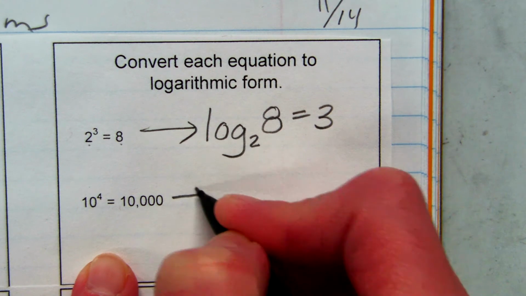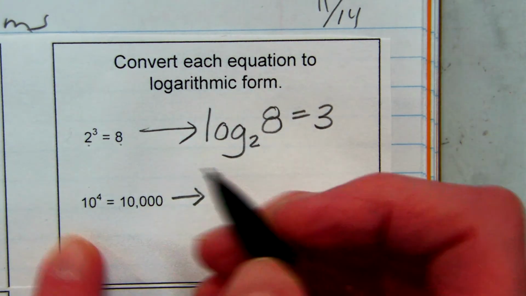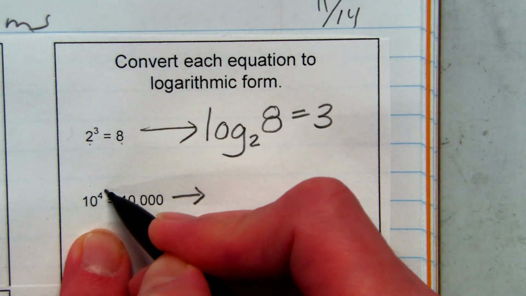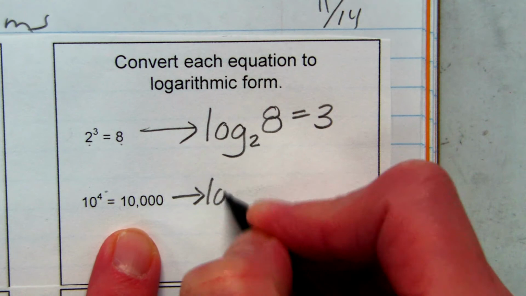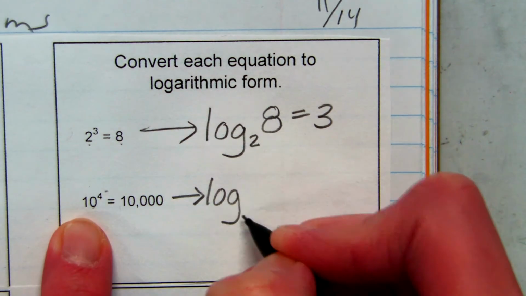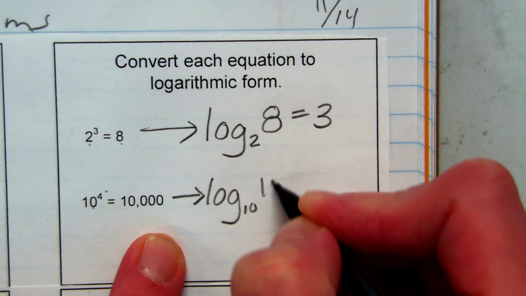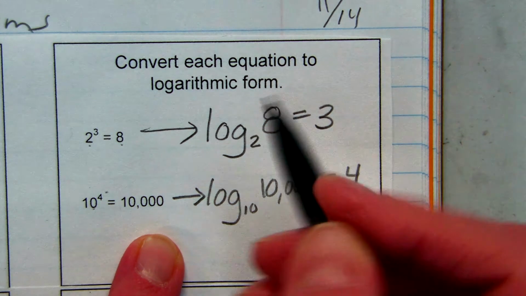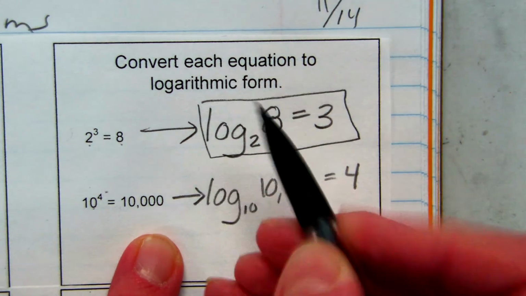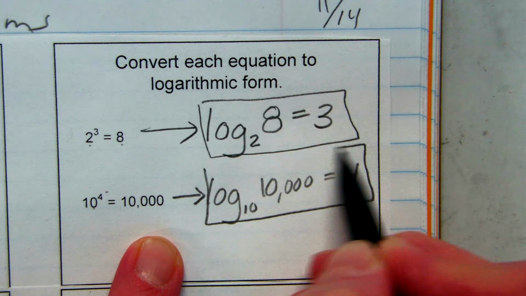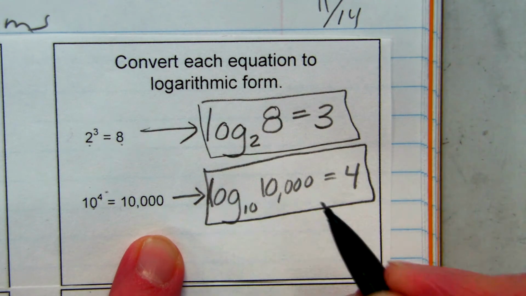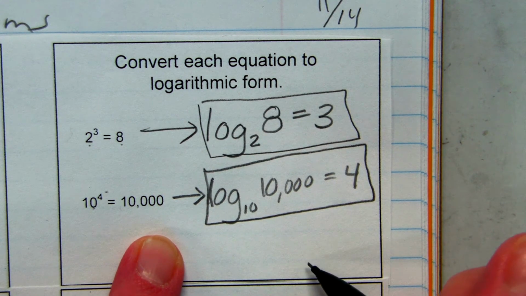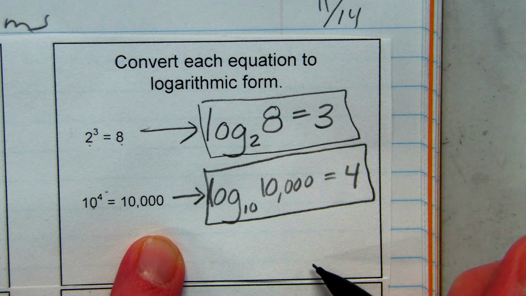We'll do one more together, and then you guys will do a couple on your own. 10,000. So 10 to the 4th equals 10,000. So do log, this is base 10, so I'll have log base 10 of 10,000 equals 4. So this is the answer. This whole thing is what we're looking for if you can write it in logarithmic form. Okay?